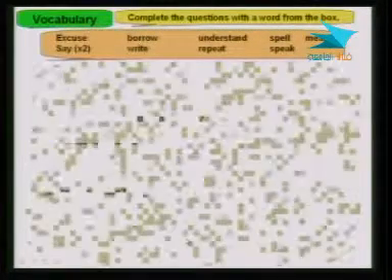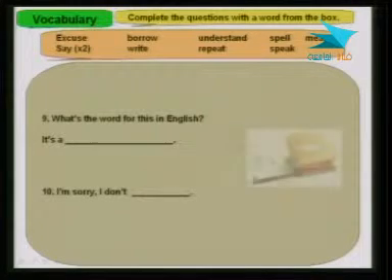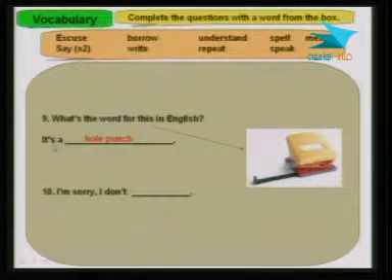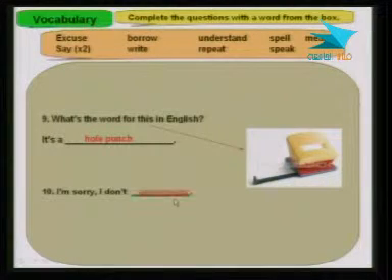And again, here, I think the rest of it, we did not take that in that session. And then what's the word for this in English? And by this, I mean that. Look at the arrow here. This, what do we call that in English? Can you guess? That's a hole punch, okay? Hole punch. It's a hole punch. And the last thing, of course, is I'm sorry, I don't understand. All right.